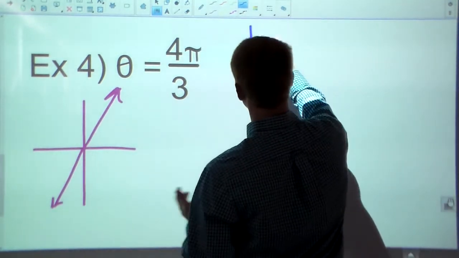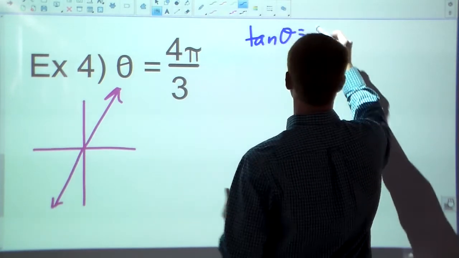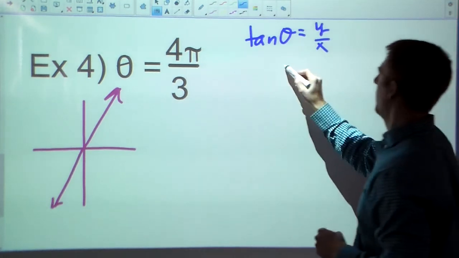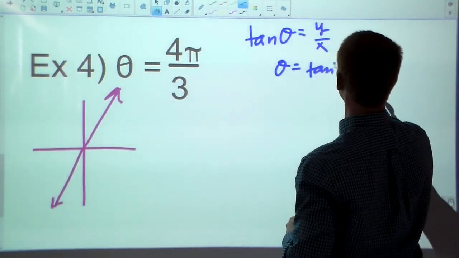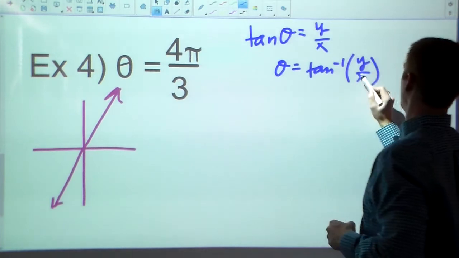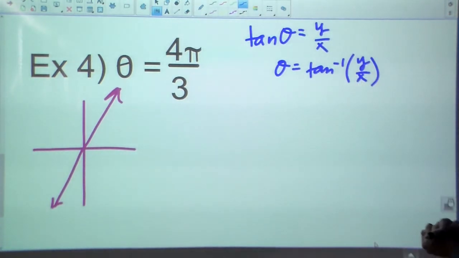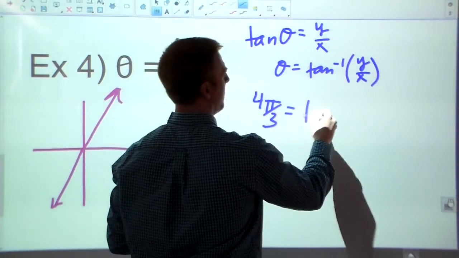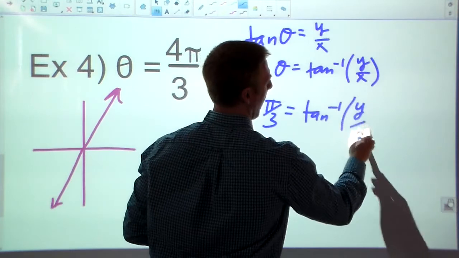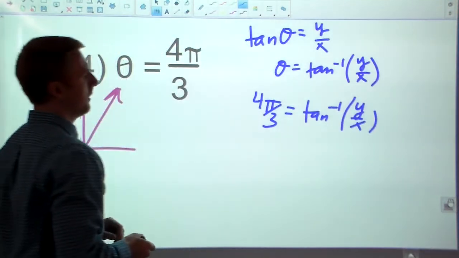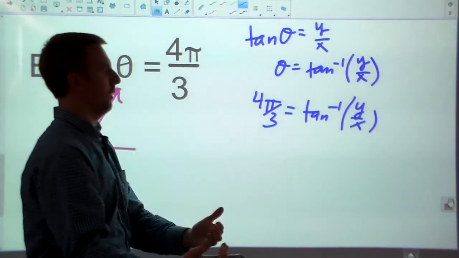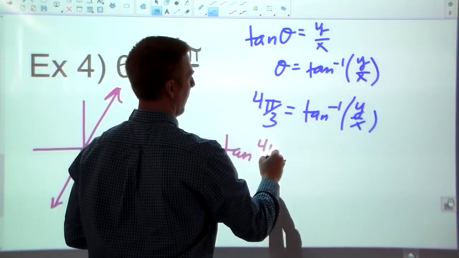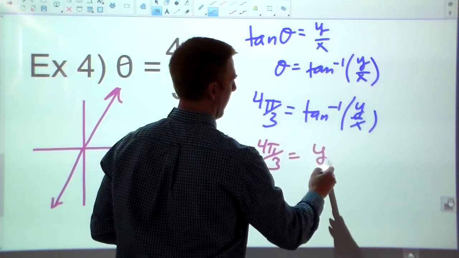I'm going to start with something we know to be true, and that's the tangent of an angle equals y over x. But I need that to solve for theta, so let's take this and solve for theta. So arctangent of y over x is theta. So by substitution, this angle, 4 pi over 3, must equal arctangent of y over x. And if I take the tangent of both sides, that undoes arctangent. So tangent 4 pi over 3 would have to equal y over x.